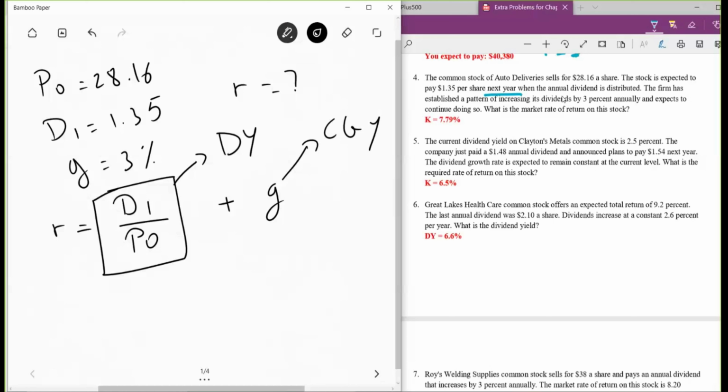So now, R equals 1.35 divided by 28.16 plus 0.03, and the answer is 7.79%.